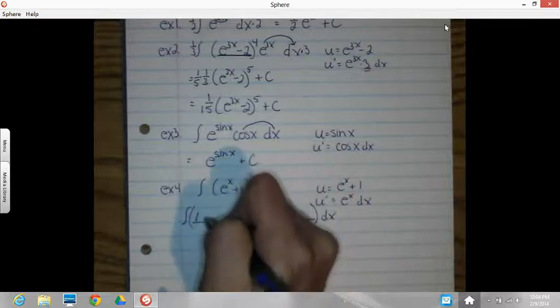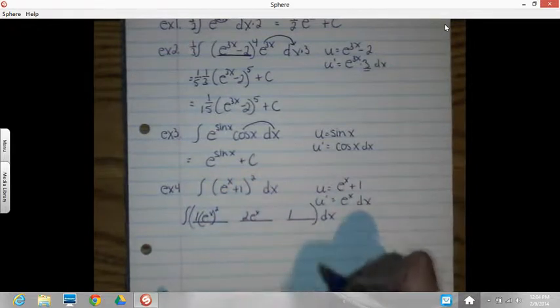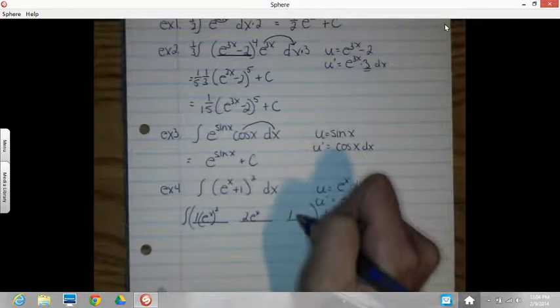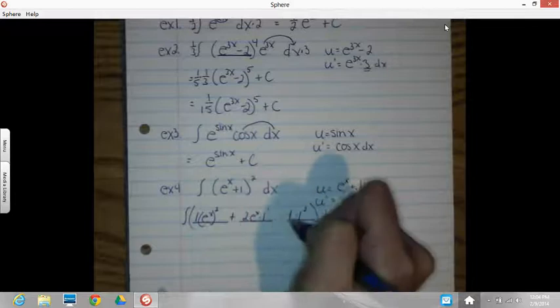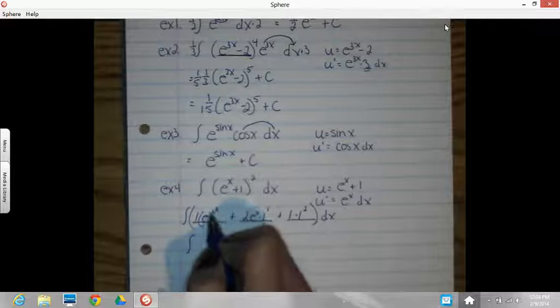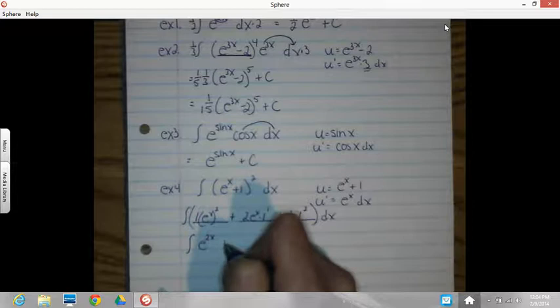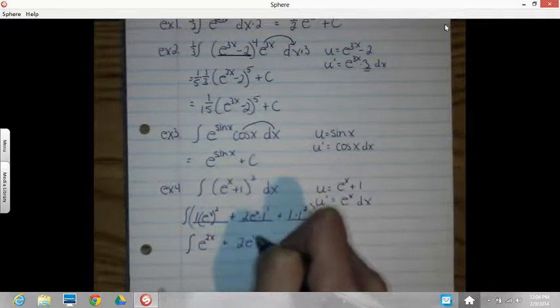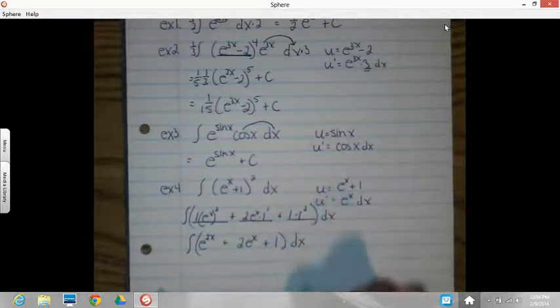So it'll be e to the x squared, e to the x to the first, and then e to the x to the 0, and then it's the 1 squared, 1 to the first. Throw some pluses in here. So simplifying here, a power raised to a power, I multiply. So I have e to the 2x plus 2e to the x plus 1 dx. Okay, I have to integrate each term separately.